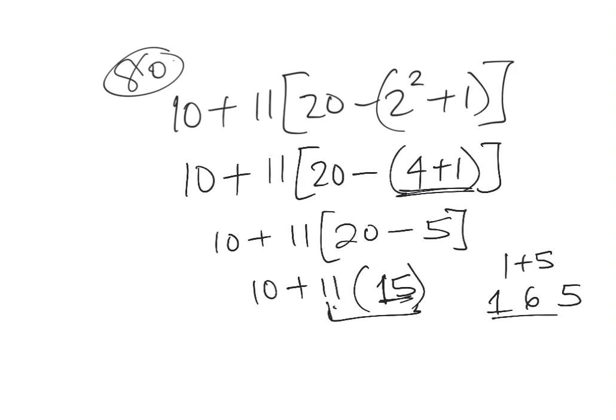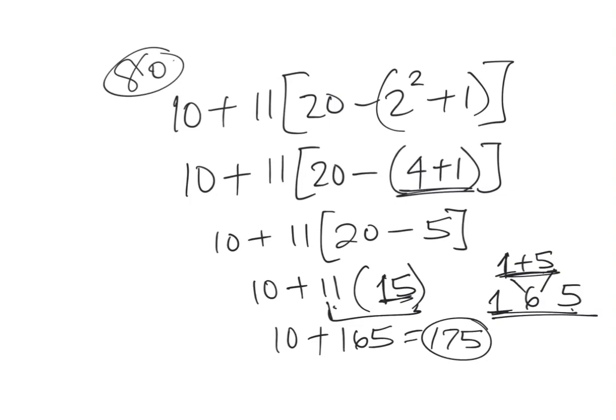So it's 165. Notice you add 1 plus 5, that's 6, and that goes right between the 1 and the 5. So 165. That's a quick way to know how to multiply things by 11. So 11 times 15 is 165, and then we basically go ahead and say 10 plus 165, and that gives you 175 as your answer.